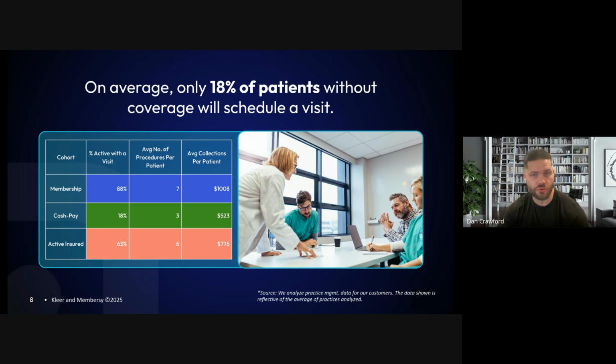What you're looking at here on the screen are some averages from a recent analysis that we did for a number of practices that we currently work with. And we're looking to try and understand by cohort, again, remember that patient spectrum, cash pay, membership, and insured, what is each patient doing with respect to visitation, procedure acceptance, and ultimately collections for that given practice. Let's again look at the worst offender. Your cash pay patients, only 18% of active cash pay patients are coming in for a visit at a given practice, only 18%, right? So that is a huge gap there with respect to opportunity.